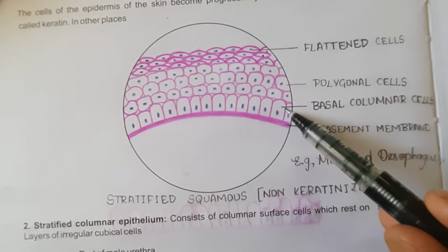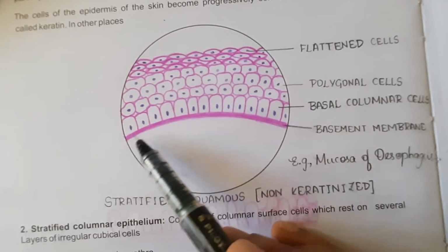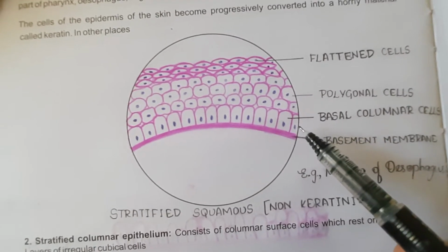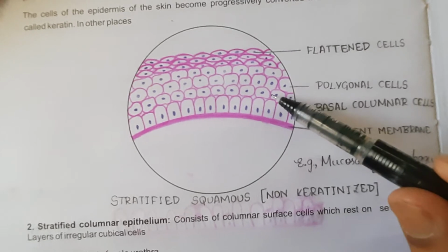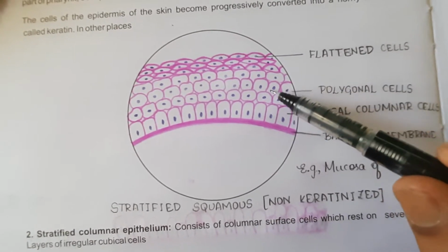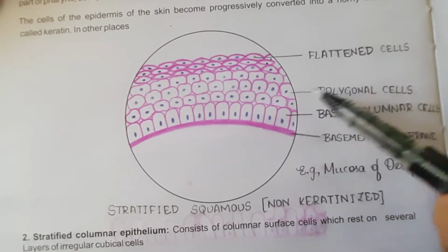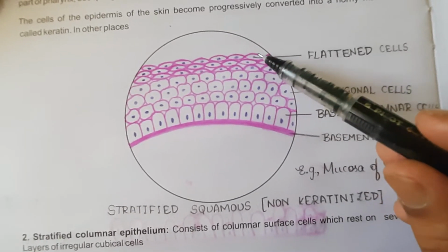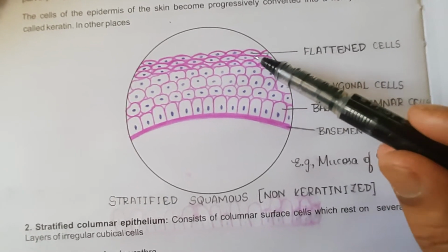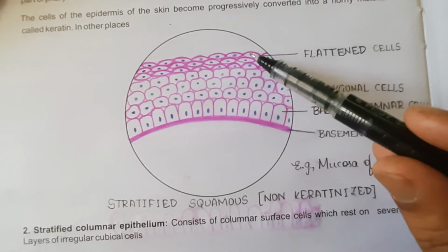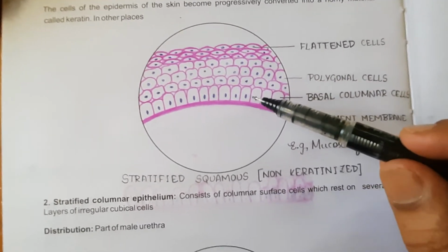Above the basement membrane there is a basal columnar cell, a single layer of columnar cells. That is the basement membrane and basal cells. Above the basal cells there are many layers, more than 3 or 4 layers, of polygonal cells. Above that there are flat shaped cells. Squamous cells means flat shaped cells, and these flat shaped or squamous cells are present in layers. This is called a stratified squamous non-keratinized epithelium.